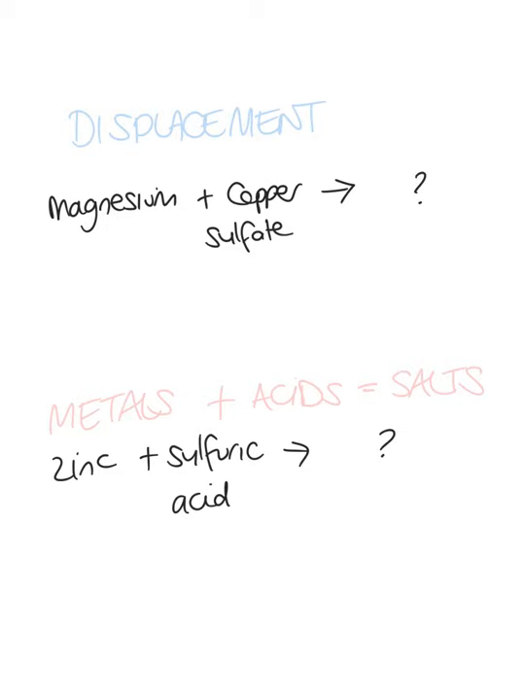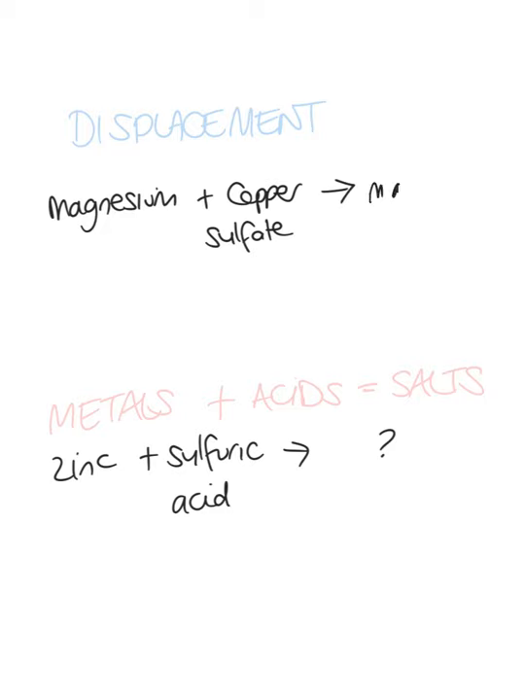So displacement is where you look at two metals, a metal on its own and a metal in a salt. So here I've got magnesium, the metal on its own, and I've got copper sulfate, a metal salt. You look at the reactivity of those two metals and you decide whether one displaces the other. Now in this example we've got magnesium. Magnesium is quite a reactive metal. Copper is far lower down in the reactivity series. So here what we would actually see is that the magnesium would displace the copper.